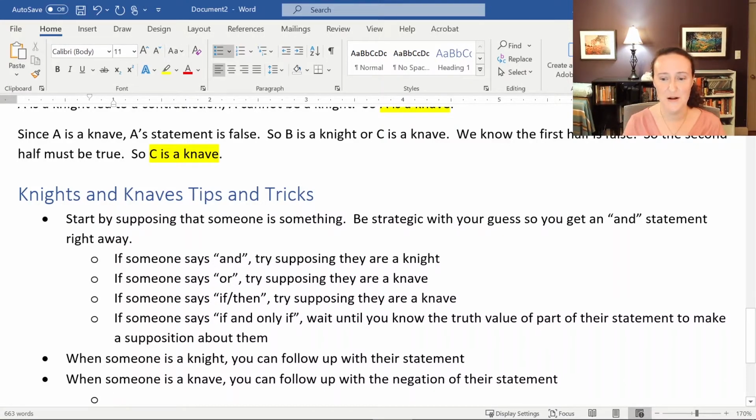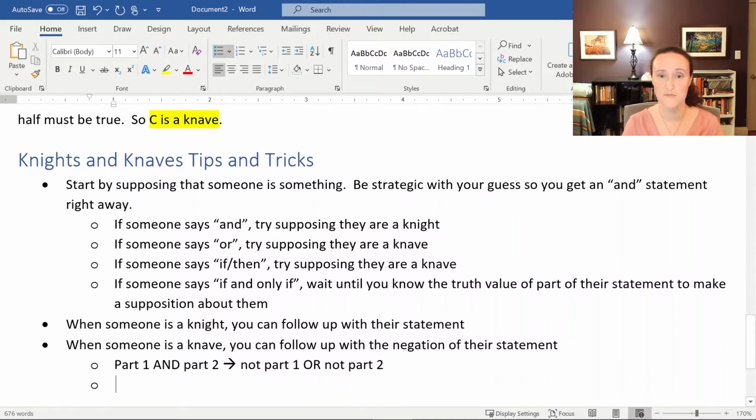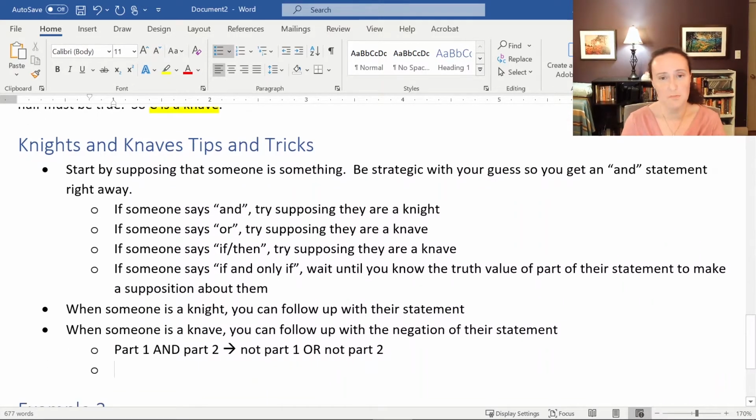So remember, the negation of an and is like this. If I say, part one of a statement and part two of a statement, when I negate that, it's going to become not part one or not part two, okay? Where part one and part two are whatever they said, okay?